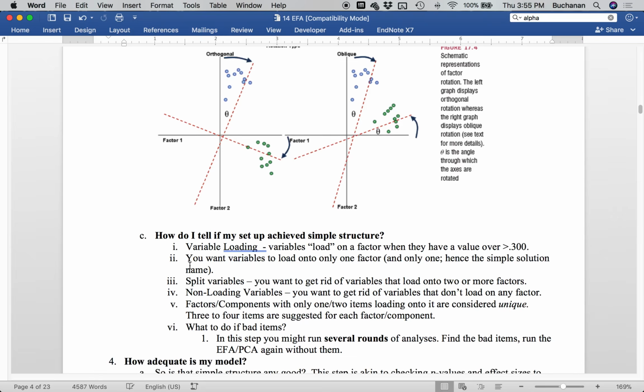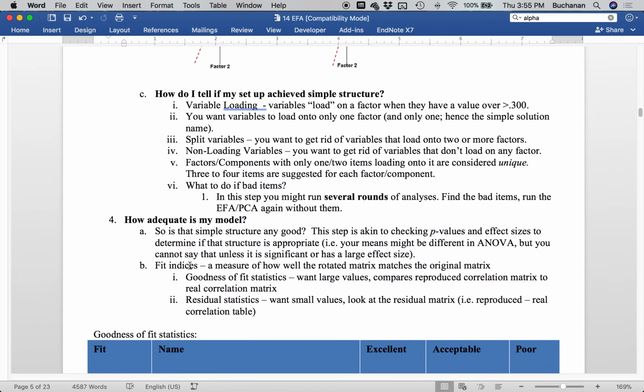Okay. So we've talked about how to set up simple structure. Now the question is, how do I know that I've achieved simple structure? Well, what we'll do is look at a loading table. A loading table shows the correlation between each factor and its items. So for item 1, how related is it to factor 1? We want variables that load, which is the term people use here, on one and only one factor. Loading here is a correlation of 0.3.